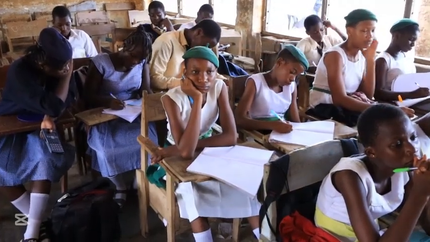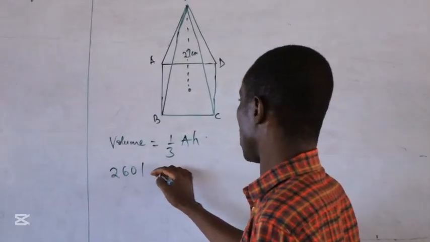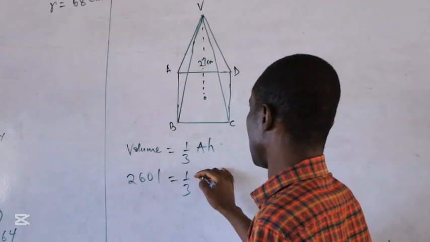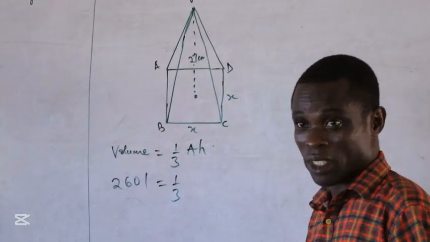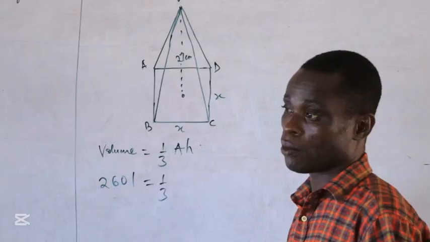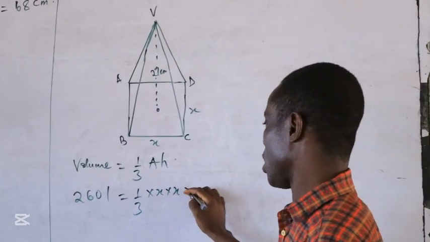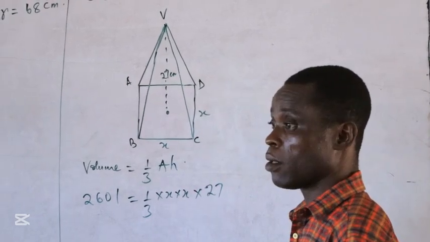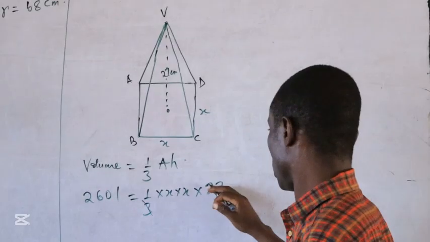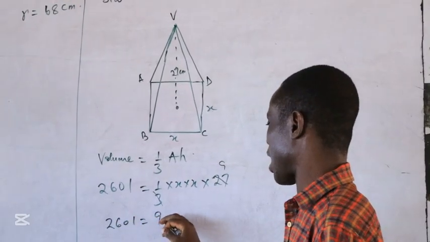So the volume of this, where the volume is given as 2601, equals one-third of what? Okay, let me use x to represent the length of that base. The length is not given, so let's add it as x times x. And what is that height? 27. Are you there? So 3 here 1, 3 here 9. We have 2601 equals 9x squared.